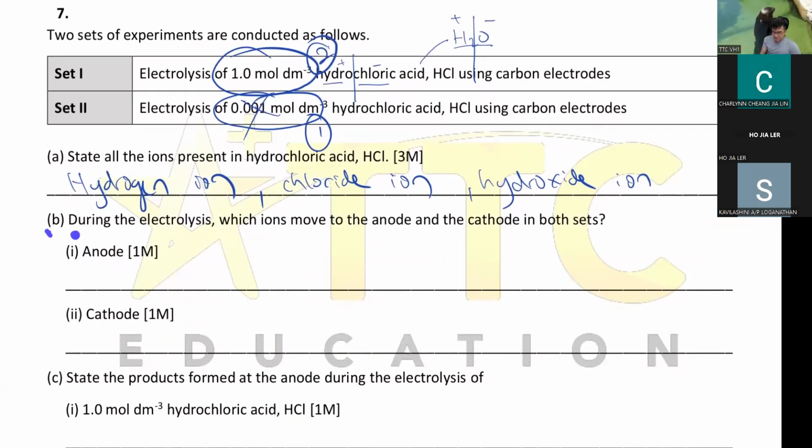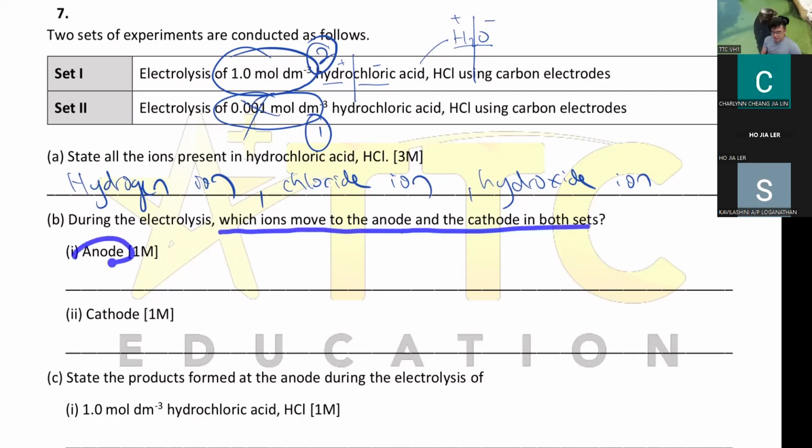So B, during the electrolysis, which ions move? Chlorine and chloride. Chlorine is the gas. We say chlorine gas, but chloride ion. That's the name difference. So which ions move to the anode and the cathode in both sets?